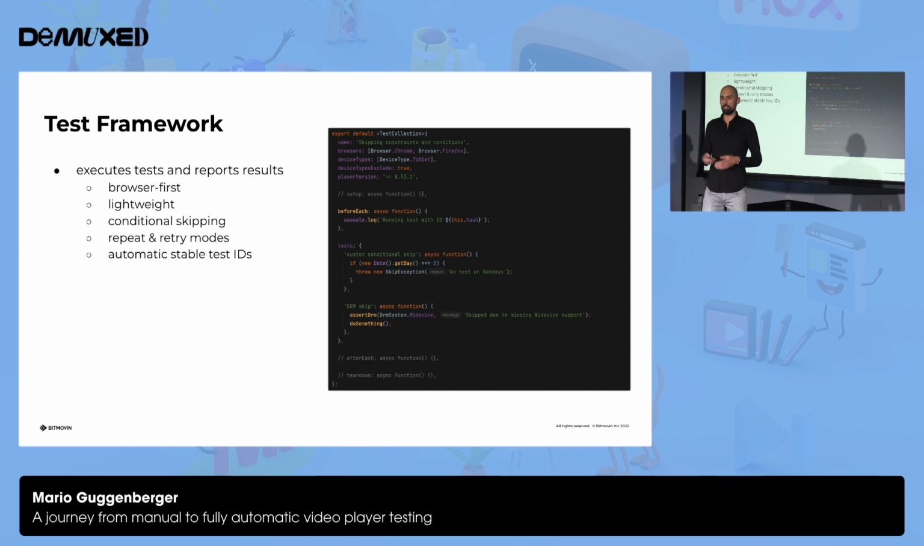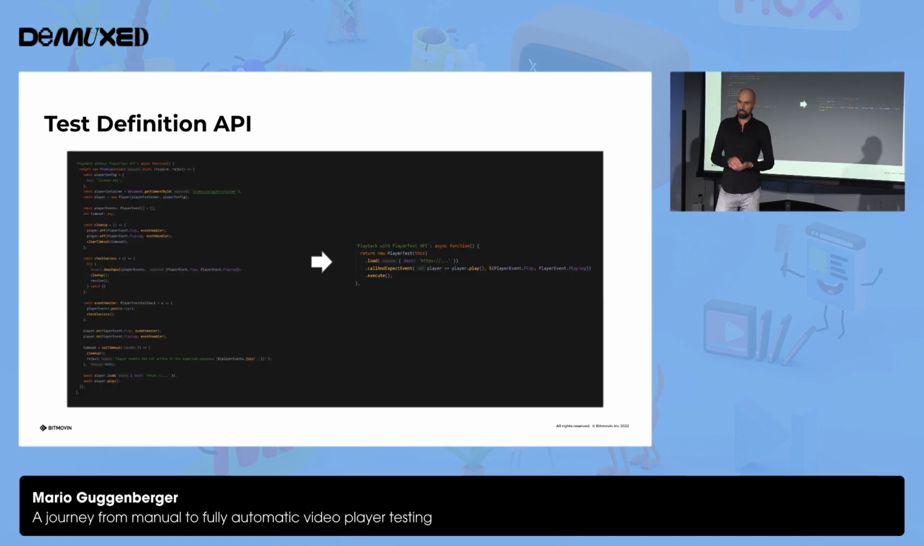For example, depending on the browser or the operating system or device type or available functionality. Because this allows us to run the same test suite on basically every platform and device. For example, on a platform without DRM, the DRM tests are simply skipped. And very important, every test gets automatically a stable test ID assigned that we can use to record the history of the test results.